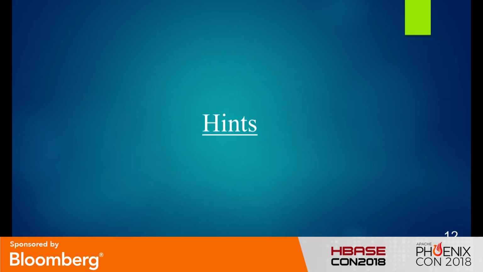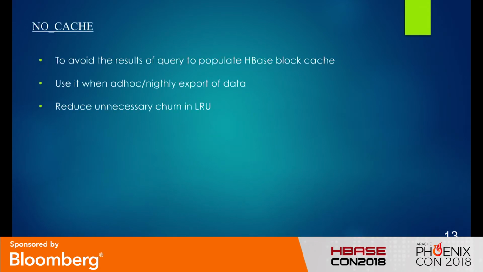Thanks, Anil. Hello, everyone. I'll continue today to talk more about the table properties. I'll continue with hints. Here, I'll talk about two hints which we have used in most of the use cases at TrueCar: no cache, and the other one is small. No cache is basically for when we want to avoid having the query results populate the LRU. At that time we can use a no cache hint.